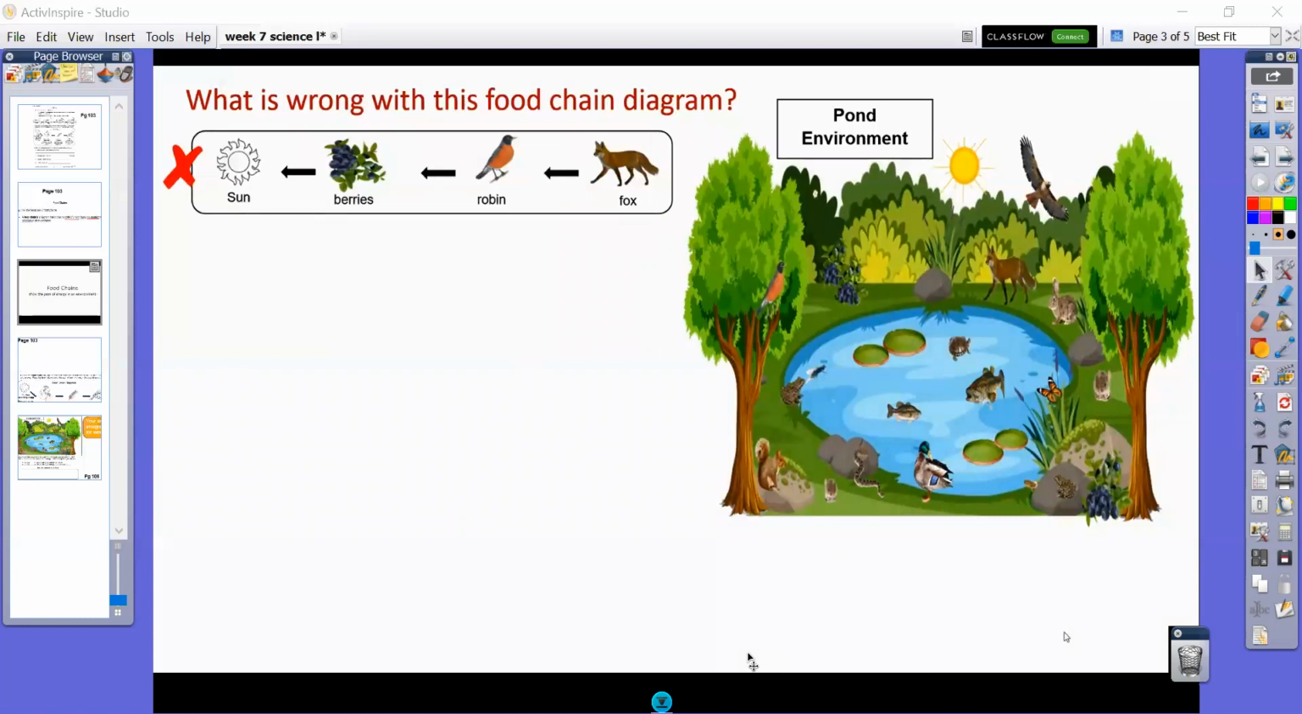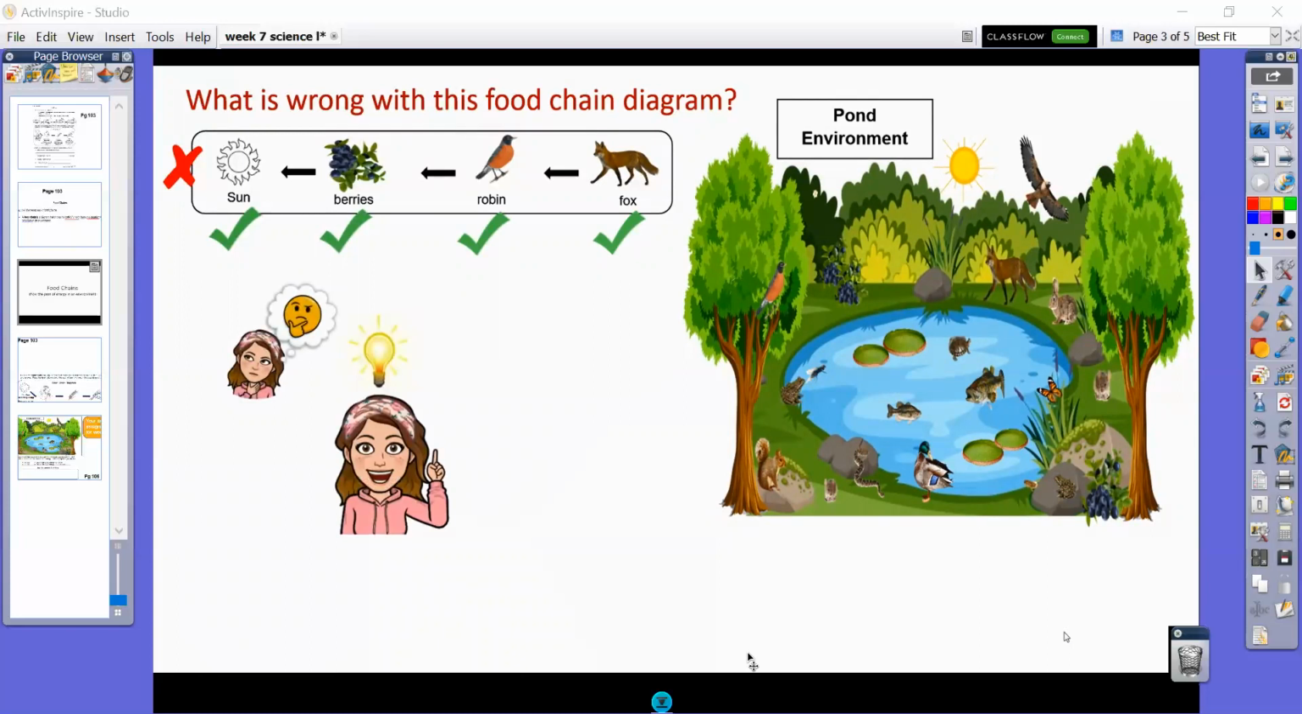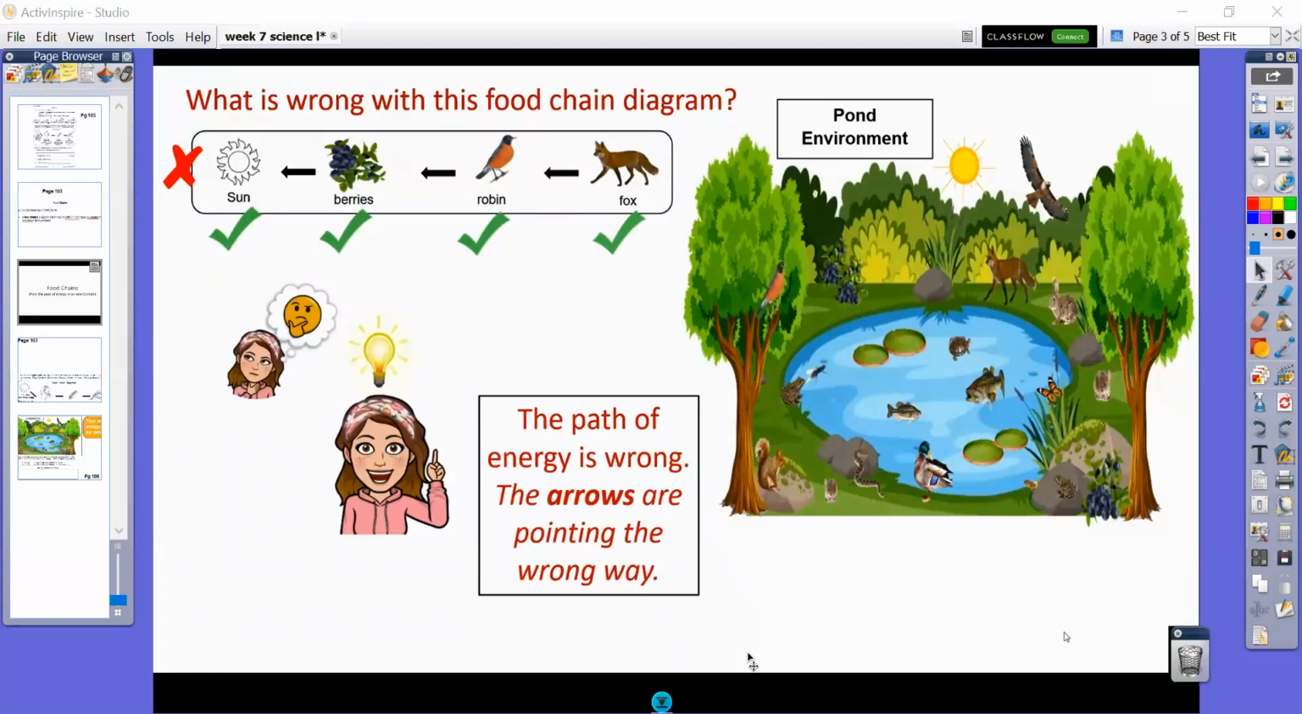So what's wrong with this food chain diagram? You see the sun, that's first, looks right to me. Next I see berries, those are parts of a plant, that looks right to me. And next I see a robin that would eat berries. Looks correct. And then another animal that would eat a robin. So what's the problem here? Oh, I see it. Do you see it? There it is. The path of energy is wrong. The arrows are pointing the wrong way. Let's fix it.